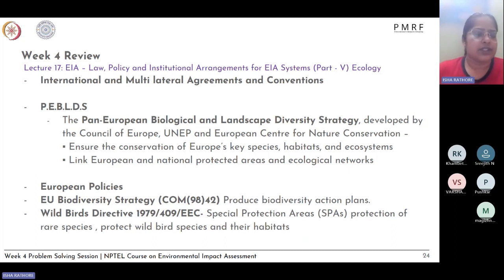Then we have certain European policies like the EU Biodiversity Strategy, which produces biodiversity action plans. We have the Wild Birds Directive of 1979. This looks at special protection areas, or SPAs, for protection of rare species, protecting wild bird species and their habitats. So these are two European policies.